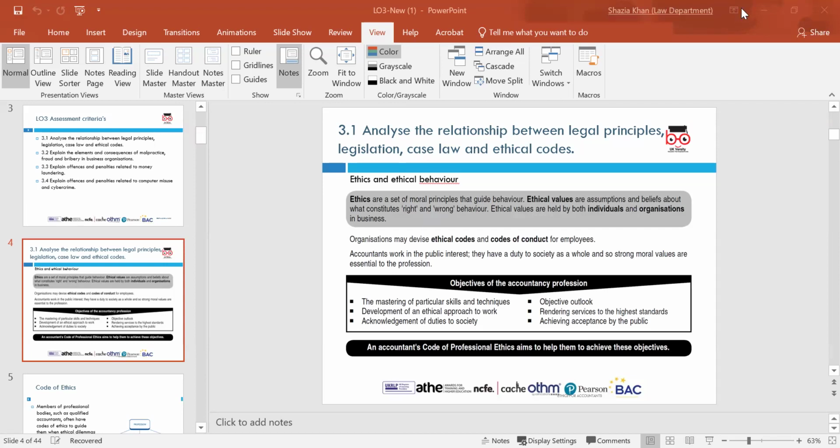So ethics is really important in parts of accountancy as well, that you are mastering a particular skill, you have this ethical approach, you are achieving acceptance. So these are important elements of ethics.